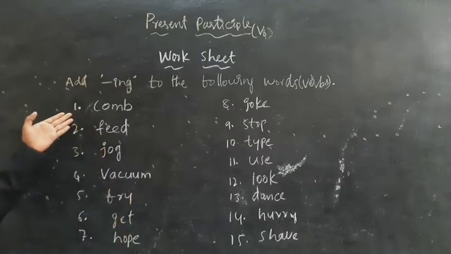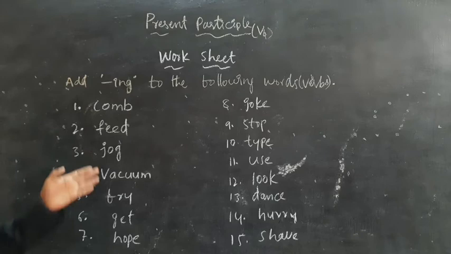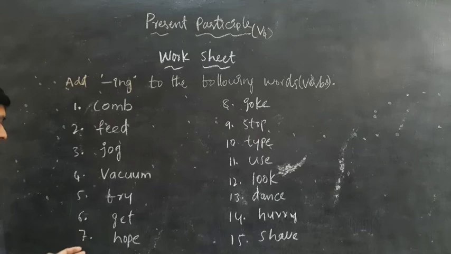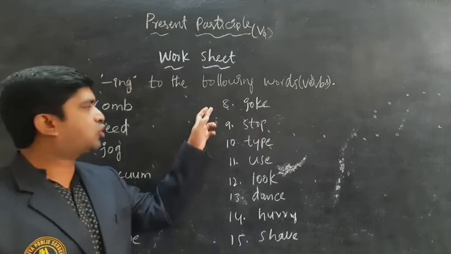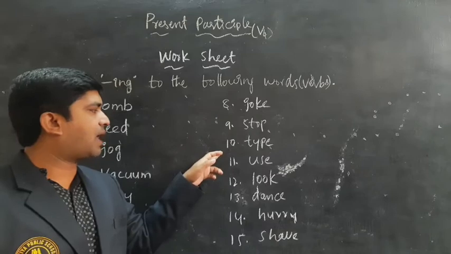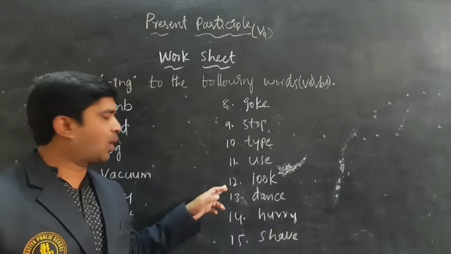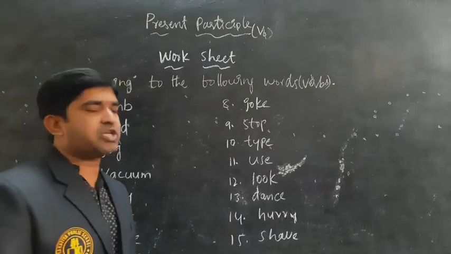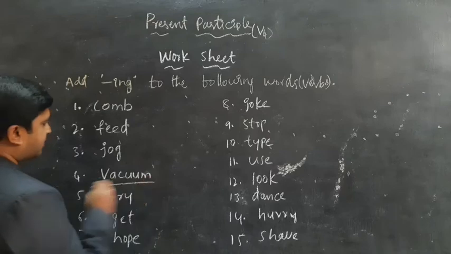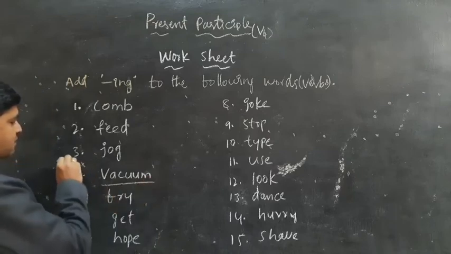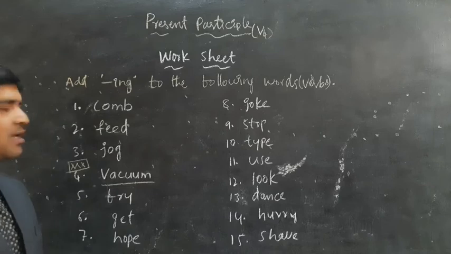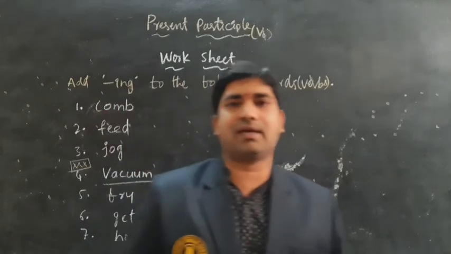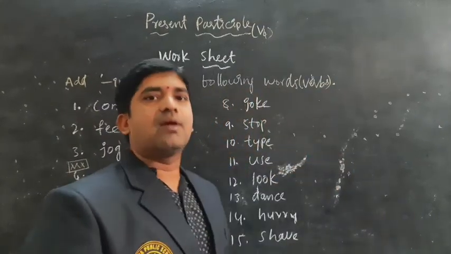See, the first one comb, second one feed, third one jog, fourth one vacuum, fifth one fry, sixth one get, seventh one hope, eighth one joke, ninth one stop, tenth one type, eleventh one use, twelfth one look, thirteenth one dance, fourteenth one hurry, and the fifteenth one shade. And this vacuum is a very important word according to the spelling concern, and it is asked in many examinations. Read these words carefully and answer.